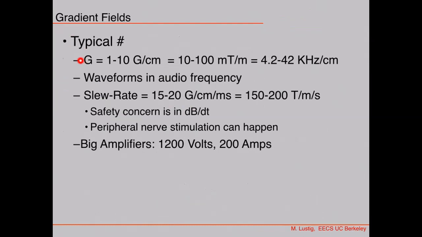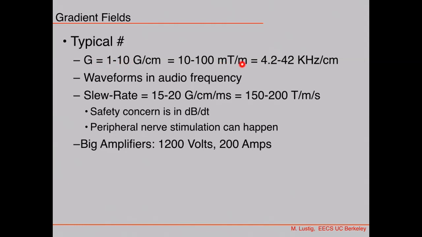Now, what about the sizes? The sizes of these gradients are about 1 to 10 Gauss per centimeter. What does that mean? When I apply 1 Gauss per centimeter, that means that 1 centimeter away from the center, I will have a field of 1 Gauss. That's what 1 Gauss per centimeter means. 2 centimeters away, it will be 2 Gauss. 3 centimeters away, it will be 3 Gauss, and so on. So it's a gradient field. Really far away, maybe 30 centimeters away, there will be 30 Gauss. It's just increasing in space.